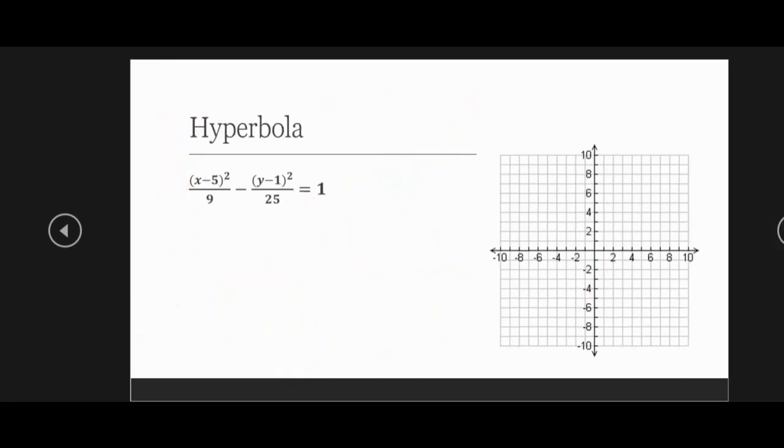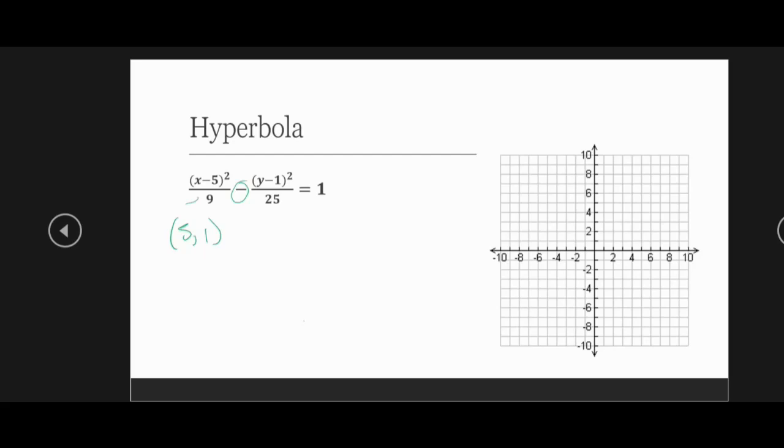All right, here's our final one. This is our hyperbola. And for the hyperbola, again, you know it's a hyperbola because it has the minus there. So that's the main difference between our hyperbola and our ellipse. Let's start with the center. I'm sorry, I just realized I didn't check on something. The center is going to be 5 and 1.